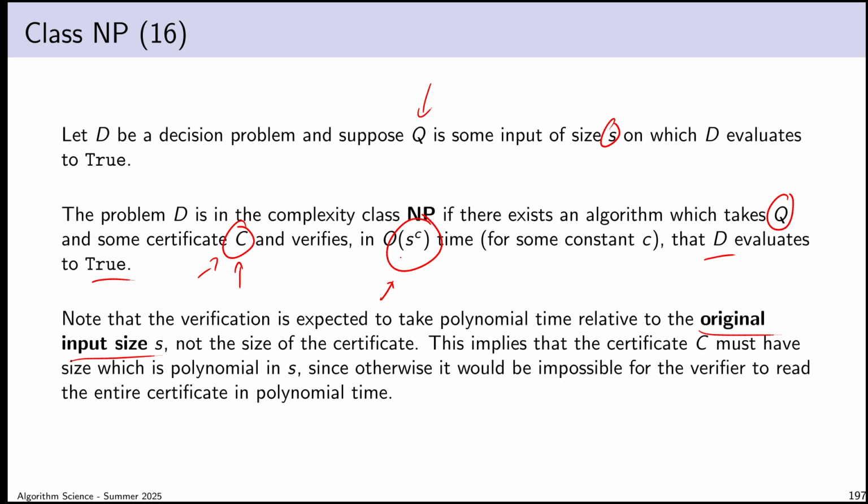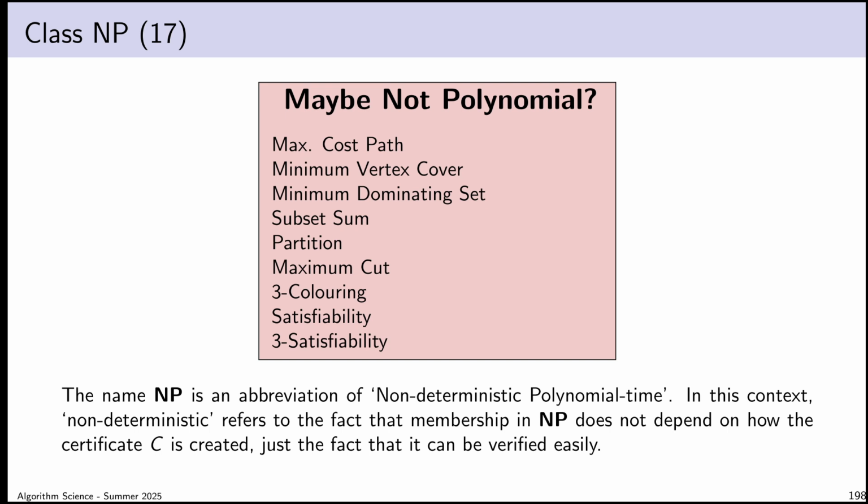There are lots of ways we can verify certificates. There are lots of problems that are outside of NP that have certificates, but verifying the certificate could take more than polynomial time, and might even require exponential time in all cases. So a problem is only in NP if there is a way to verify a certificate for a true result in polynomial time in terms of the original input.